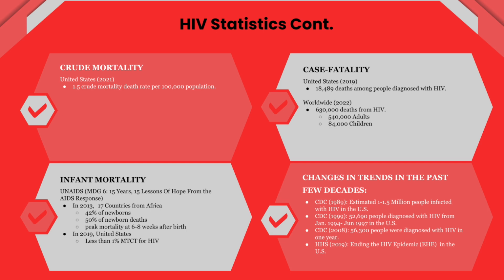And for changes in trends in the past few decades, we see that in the 1980s, an estimated 1 to 1.5 million people were infected with HIV in the United States. And 10 years later, it is reported that 52,690 people were diagnosed with HIV within a 3-year time period. And then 10 years later, we see that it is reported that 56,300 people were diagnosed with HIV in 1 year. And fast forward to today, we went over our numbers that approximately 34,800 people were newly diagnosed with HIV.